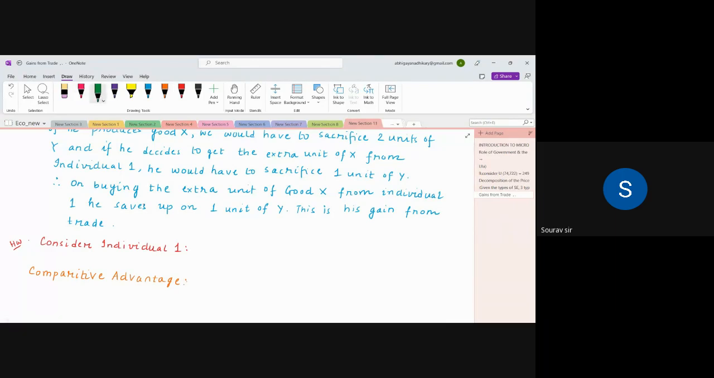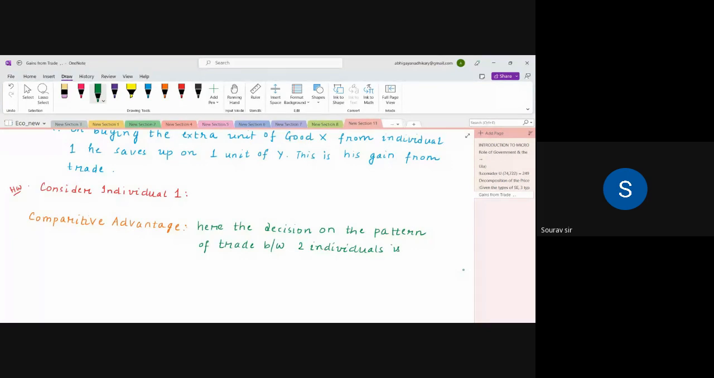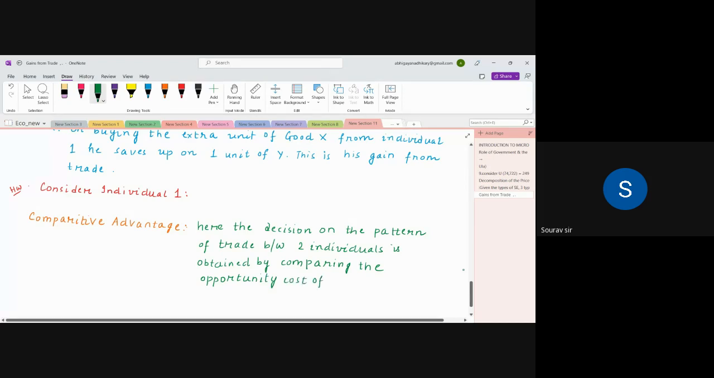Comparative advantage means here the decision on the pattern of trade between two individuals is obtained by comparing the opportunity costs of the two goods.